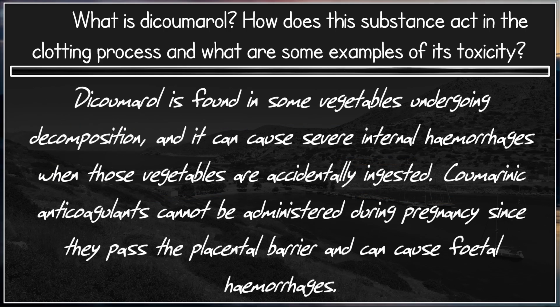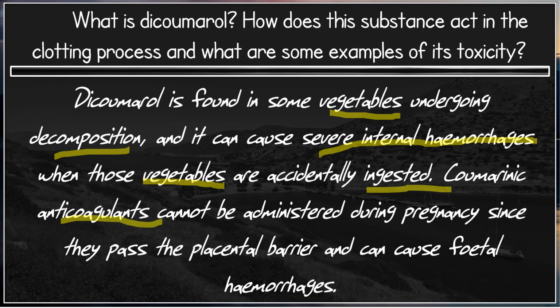Dicoumarol is found in some vegetables undergoing decomposition. It can cause severe internal hemorrhages when these vegetables are accidentally ingested. Coumarinic anticoagulants cannot be administered during pregnancy since they pass the placental barrier and can cause fetal hemorrhage.